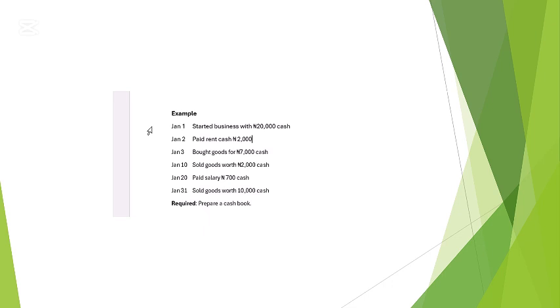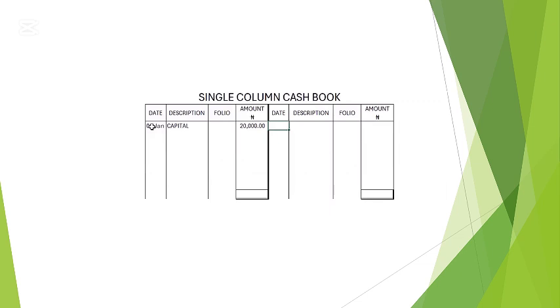The next one says paid rent cash 2,000 naira. Now the company is paying rent, which means money is leaving the company, and anybody that is giving out, we credit; anybody that is receiving, we debit. In this regard, the company is giving out, so I credit the company with 2,000 naira on the 2nd, with the narration rent. If I go to the rent account, I will see this transaction on the debit side, rent account 2,000.